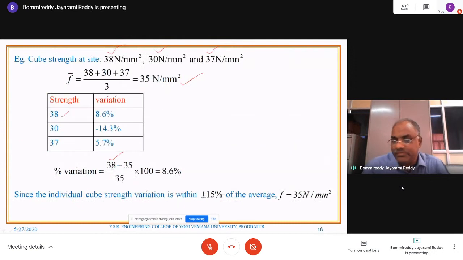For the first cube, (38 minus 35) divided by 35 into 100 is 8.6. Similarly, find the other one. For 30, it is 30 minus 35 divided by 35 into 100. This is a minus value, minus 14.3, and all three are well within the limits. So the variation is less than 15%, and the average strength of 35 Newton per mm square is correct. This is the exact procedure for computing the average.